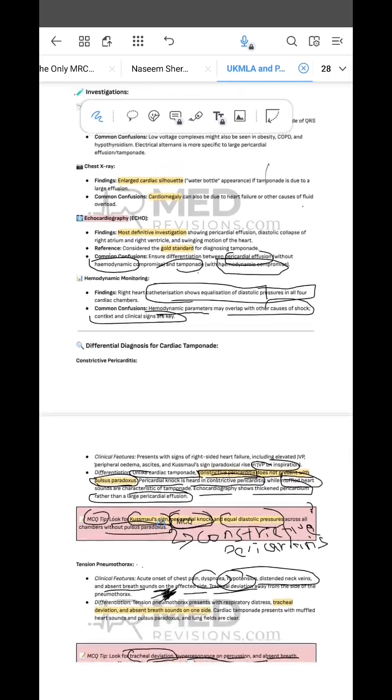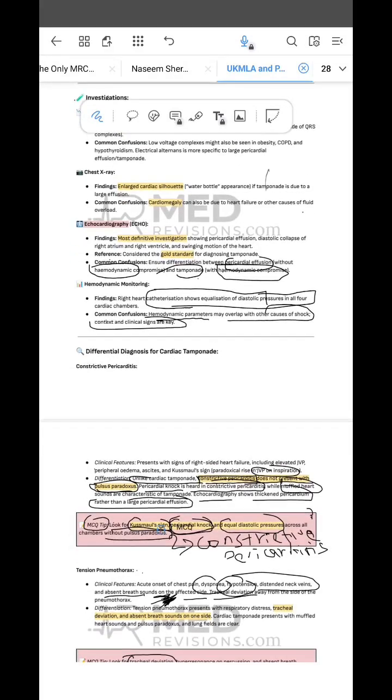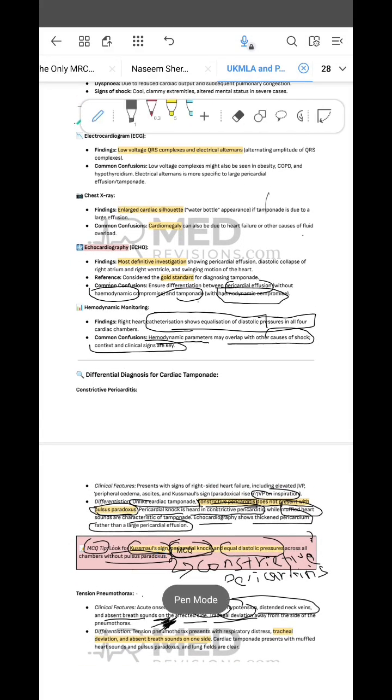In chest X-ray we see a water bottle appearance. What is water bottle appearance? For example, this is a heart and it looks like a water bottle because of fluid accumulation. Enlarged cardiac silhouette. So cardiomegaly, there is heart failure, a fluid overload.